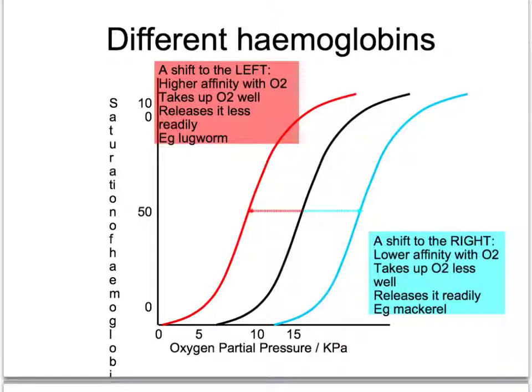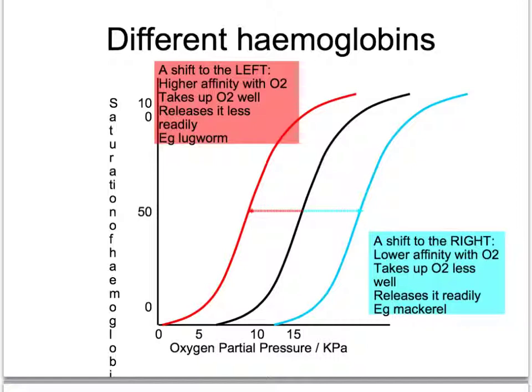Now, different hemoglobins are going to have different affinities to oxygen, and this is just shown here. Here's a typical hemoglobin molecule. Any curve shifting to the right means that there's a lower affinity to oxygen, which means they take up oxygen less well, but they release it much more readily. So that's the macula as the example. So curve shifted to the right, lower affinity, don't bind to the oxygen as easily. That means they take it up less well, but they're going to release it much more readily.